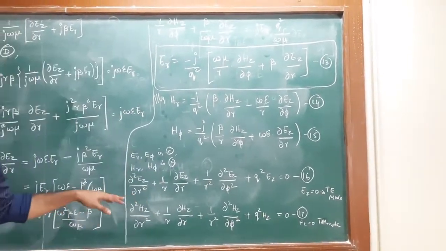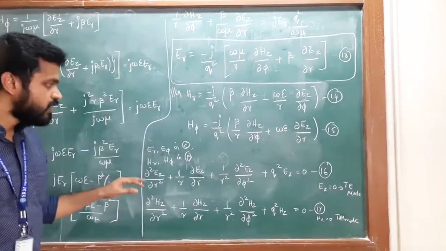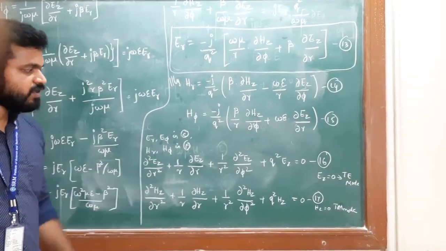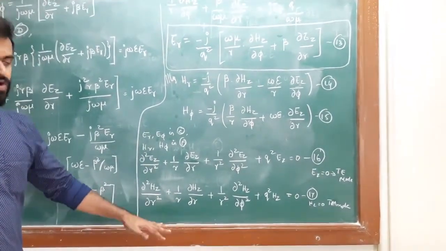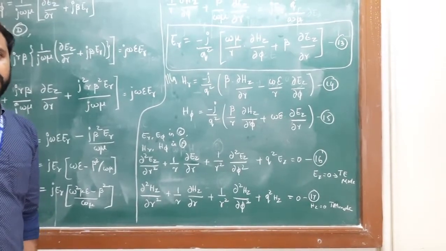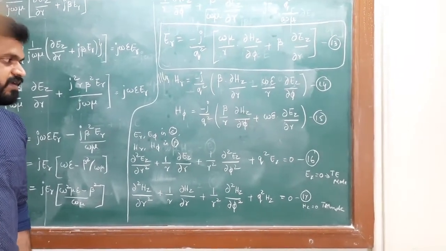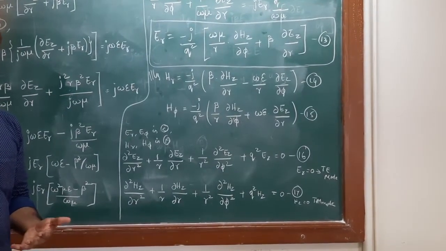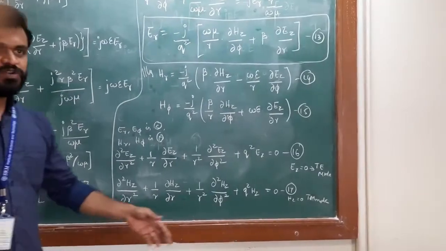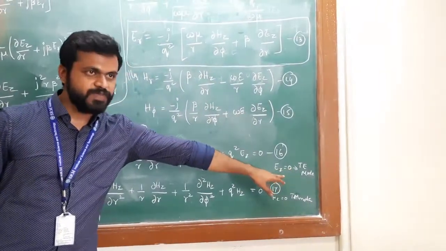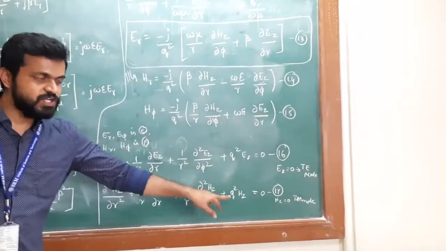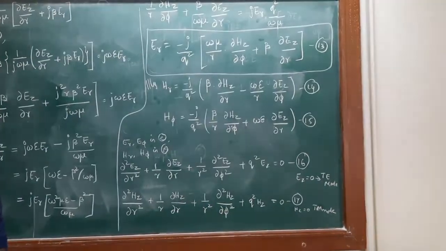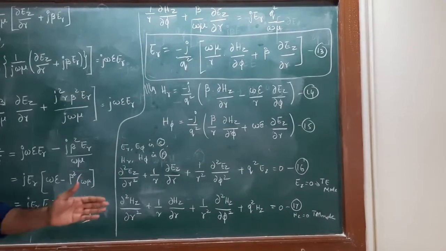If you see the 16th equation, all the components which we have depend on Ez. Likewise, the 17th equation is all about Hz. So both are uncoupled. That means to find the mode solutions, either Ez is equal to 0 or Hz is equal to 0. If Ez is equal to 0, it is called TE mode. If Hz is equal to 0, it is called TM mode. And to get the hybrid modes, both Ez and Hz will be not equal to 0.